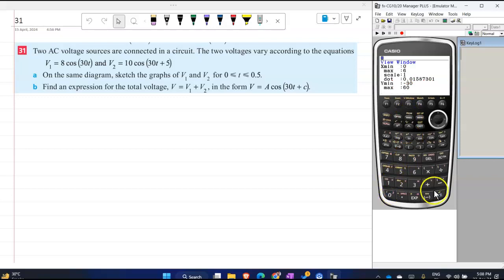0 to 0.5 is your view window. Correct? So your maximum is 10. So you can also do view window because your amplitude is 10, basically. So I can have my minus 11 to 11.